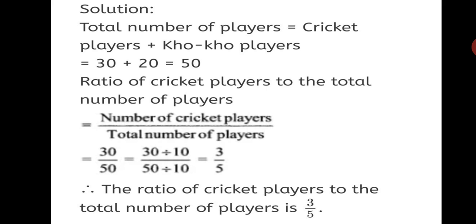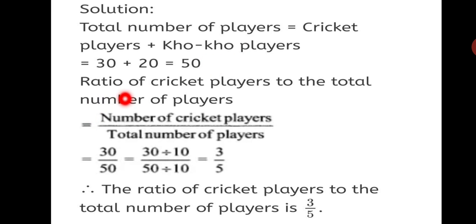So our ratio will be number of cricket players are 30 upon total number of players. We will have to add the cricket players and kho kho players. 30 plus 20, 50. So 30 upon 50 will be our ratio, not 30 upon 20. So let's see the solution. Total number of players is equal to cricket players plus kho kho players is equal to 30 plus 20 equals 50. So total players we got as 50.